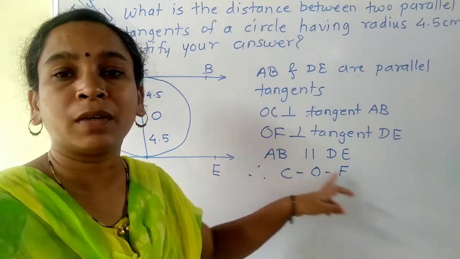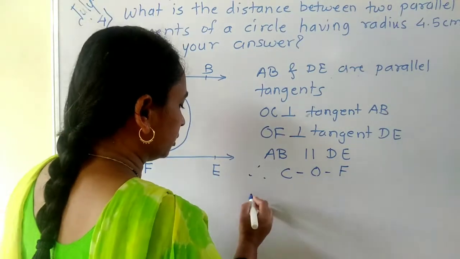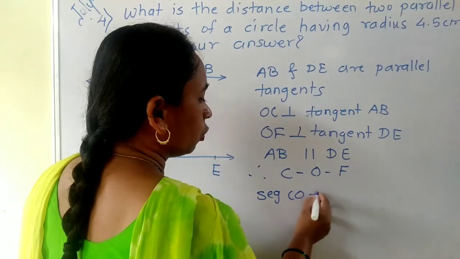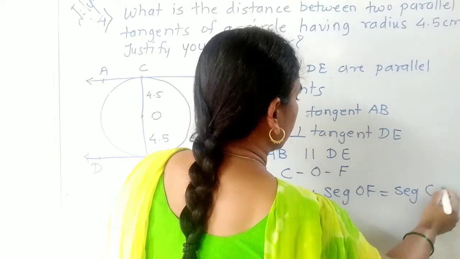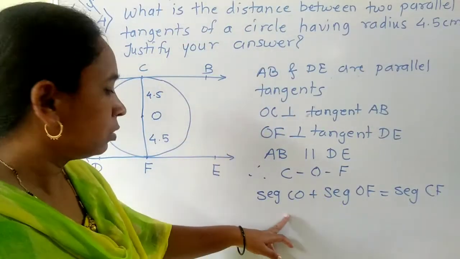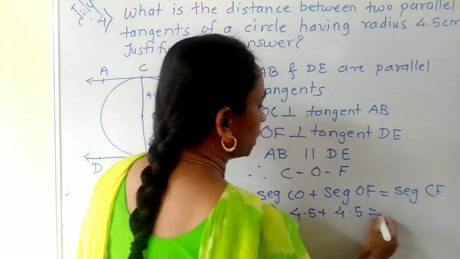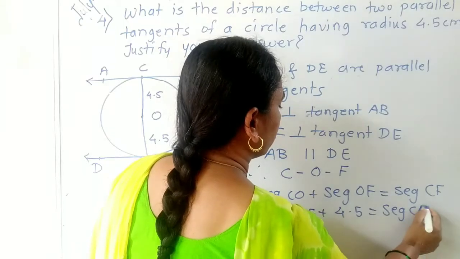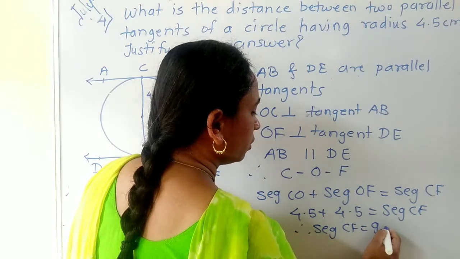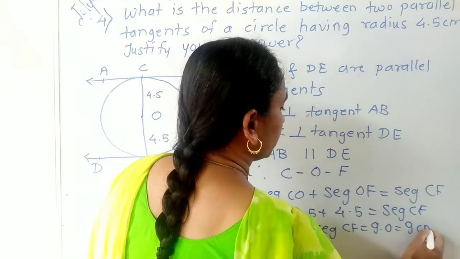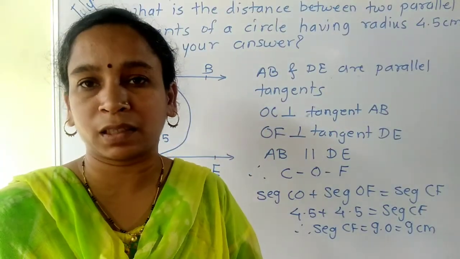And if O lies between C and F, in 9th standard we have studied the concept of betweenness. By the betweenness, segment CO plus segment OF is equal to segment CF. CO distance is given 4.5 plus 4.5 is nothing but segment CF. So segment CF is equal to 9.0, that means 9 centimeter. Therefore the distance between these two parallel lines is 9 centimeter.